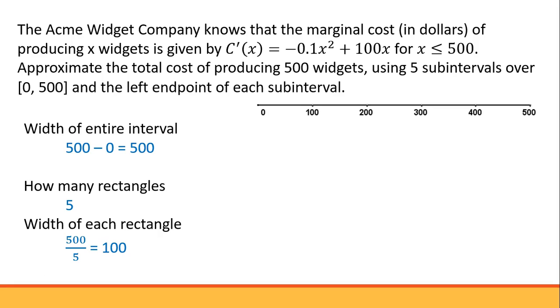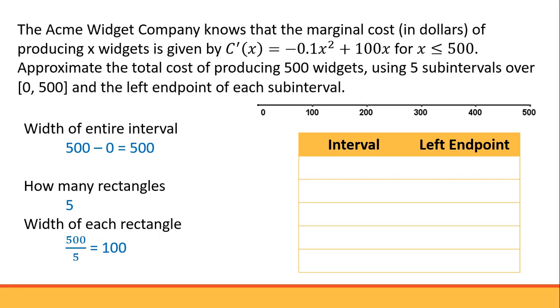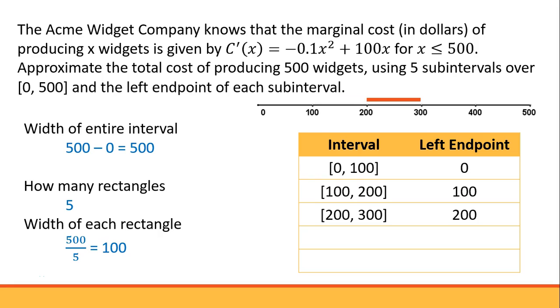Now here's where we might want to do a little bit of visualization without actually graphing. We know that our x values go from 0 to 500, and we're dividing that interval into 5 subintervals, which are each 100 wide. So we can think of intervals going from 0 to 100, 100 to 200, and so on, all the way up to 500. Now, since it's the left endpoint of the intervals that's determining the height of the rectangles, let's figure out what the left endpoint is for each interval. The first interval from 0 to 100 has a left endpoint of 0. The second interval from 100 to 200 has a left endpoint of 100. The next interval from 200 to 300 has a left endpoint of 200. The fourth interval has a left endpoint of 300. And the last interval from 400 to 500 has a left endpoint of 400.